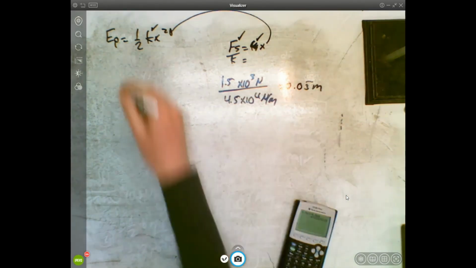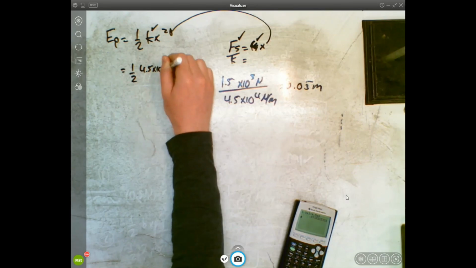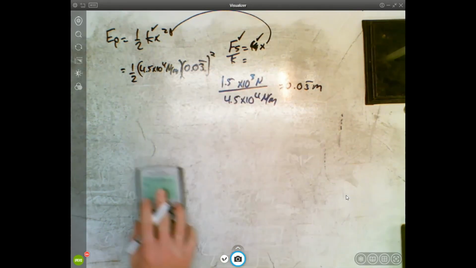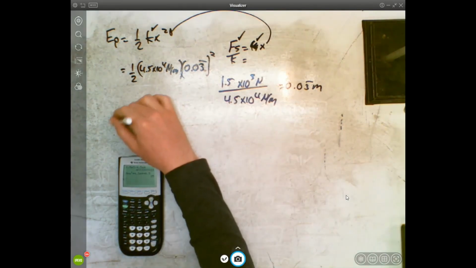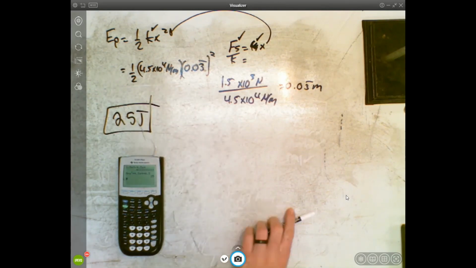So now I have everything I need for this. So 1/2 times my spring constant, 4.5 times 10 to the 4 newtons per meter, all times 0.03 repeated squared. So I'm going to square my last answer, times 4.5 times 10 to the 4, times 0.5, and I get 25 joules. So for that one, I needed both of these formulas to figure it out.